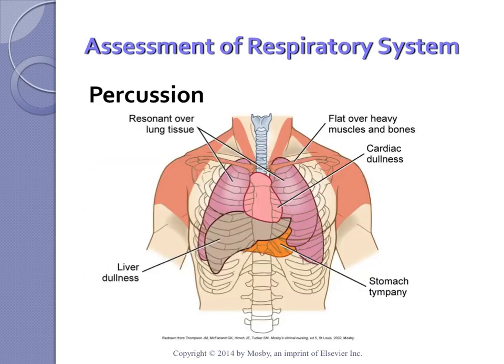This is the picture from your textbook talking about percussion and what you would normally hear. What are the normal sounds that you would hear over percussion of the respiratory system? It talks about it in table 26-6, page 487. Just keep that tucked away. That's something you guys can review before boards. Sometimes NCLEX likes to ask questions about it.